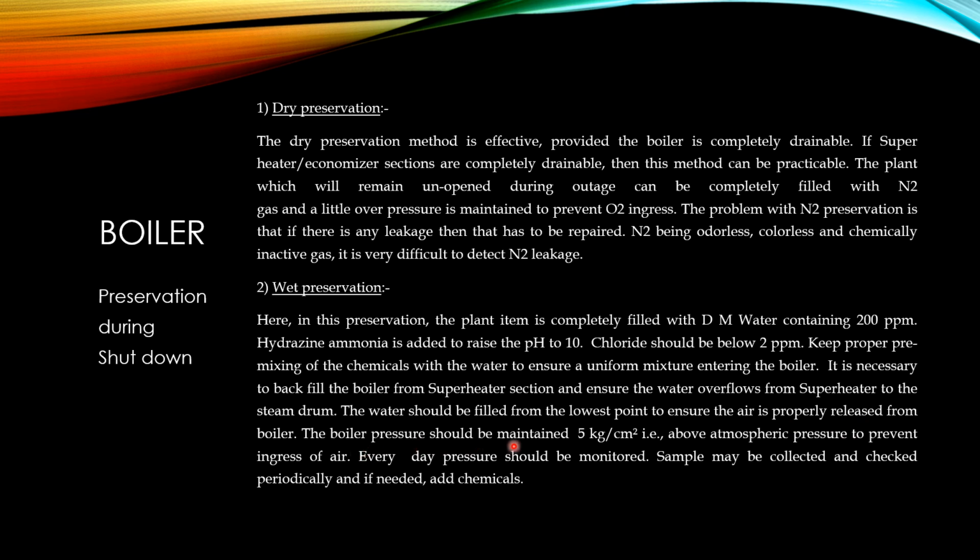The boiler pressure should be maintained around 5 kg per centimeter squared, that is above atmospheric pressure, to prevent ingress of air. Every day the pressure should be monitored and maintained. Samples may be collected and checked periodically for hydrazine and ammonia concentration, and if needed, chemicals to be added regularly.